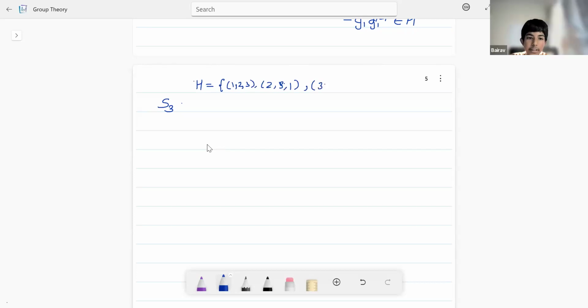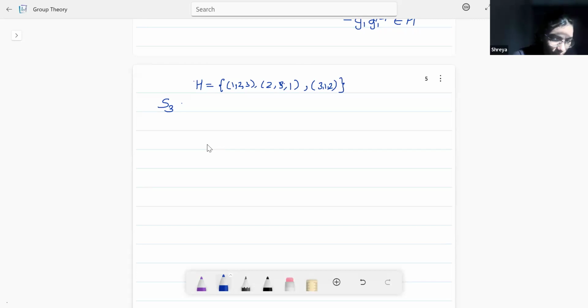Yes. And then S3 mod H becomes just, so this subgroup is abelian and the quotient is also abelian, but S3 itself is not abelian, which gives us the contradiction. Wait, why is the quotient abelian? Okay, yeah, it has two elements, so it must be abelian. But I'm very sure H is normal in S3.